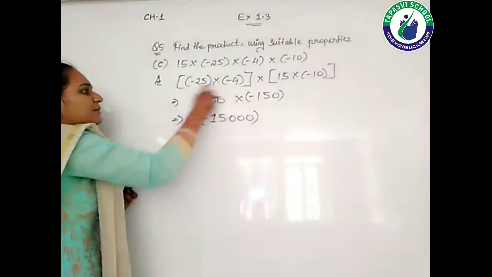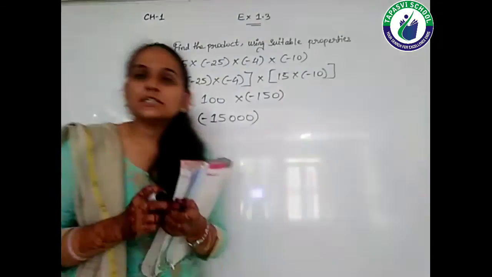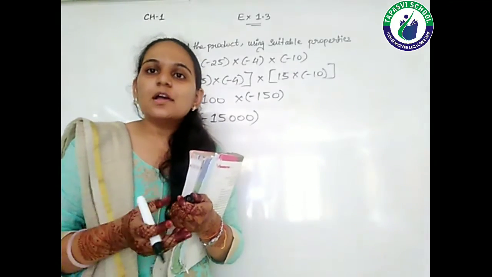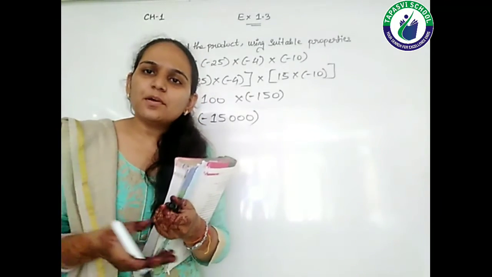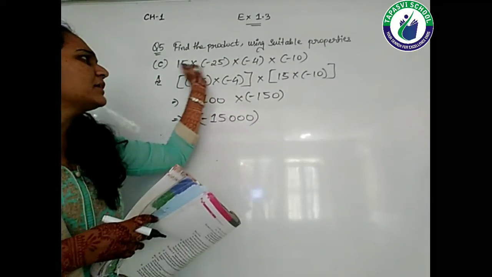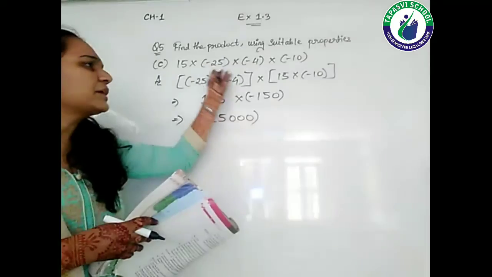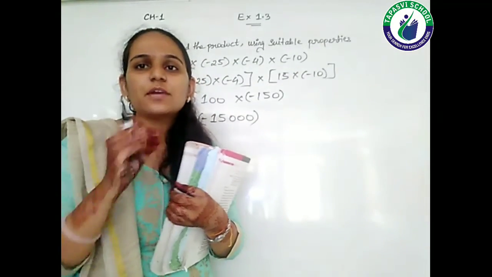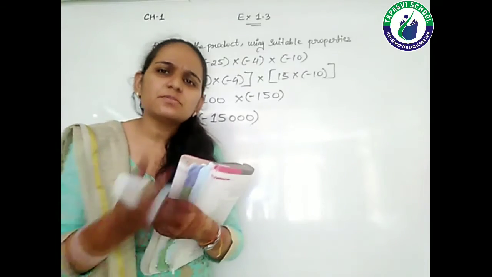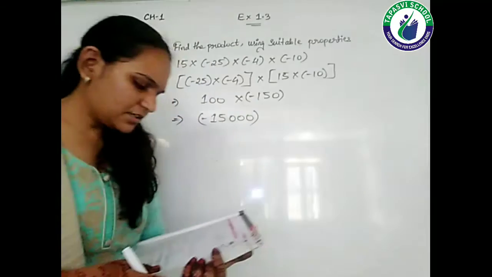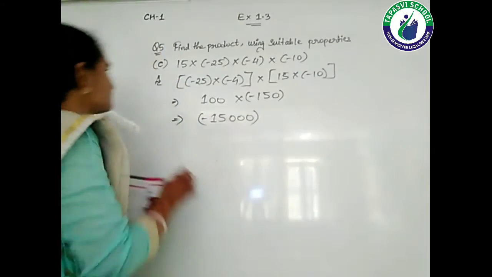See why I made a grouping of 25 and 4? The reason is I can get the zeros at the last. That's why I made a group like that. You can make a group of any integers. You can make a group of 15 and 4. You can make a group of 15 and 10, 15 and 25. It doesn't matter. But choose the numbers in such a manner that you get the maximum zeros. So your multiplication becomes easier. Now let's see the fourth question, students.